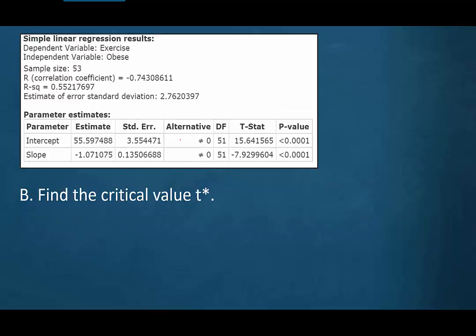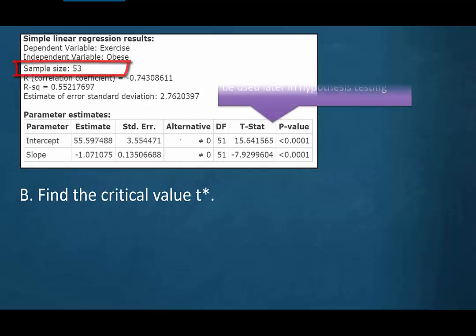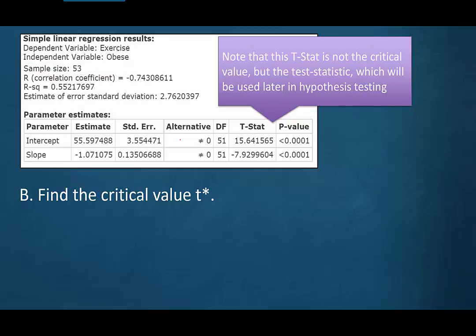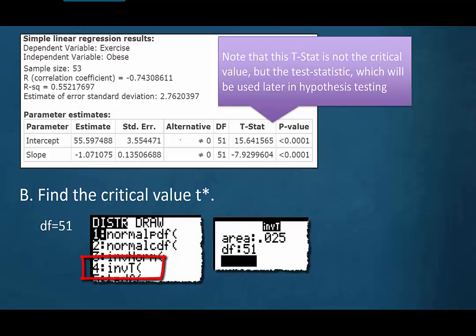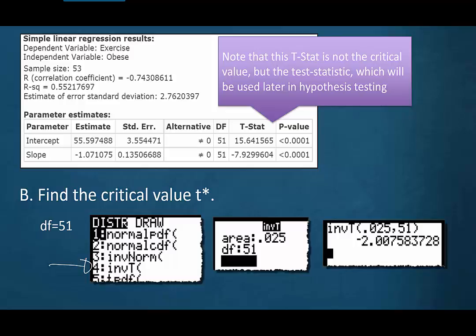What's our critical value t star? So we look at our sample size. Our sample size is 53. Again, do not use that t statistic. Tempting just to go there and say it's 7.9, but that's our test statistic. And same thing with the p-value. We haven't talked about that yet in the context of this problem, but you'll do that with hypothesis testing. Our df is 51 because our sample size is 53. So I'm going to go to distribution menu, select the inverse t, 0.025, df at 51, and we get a t star of about 2.076.